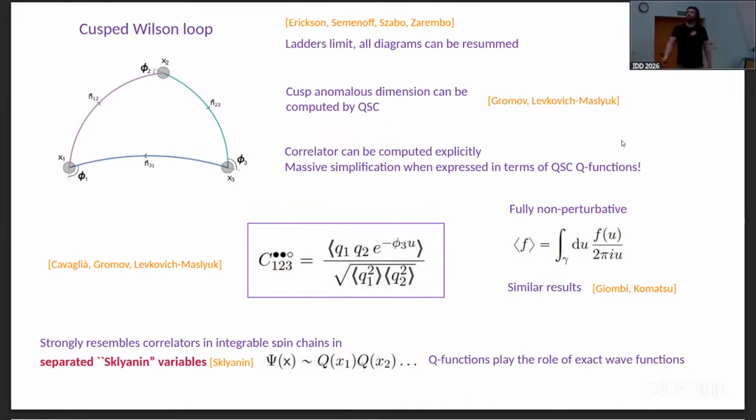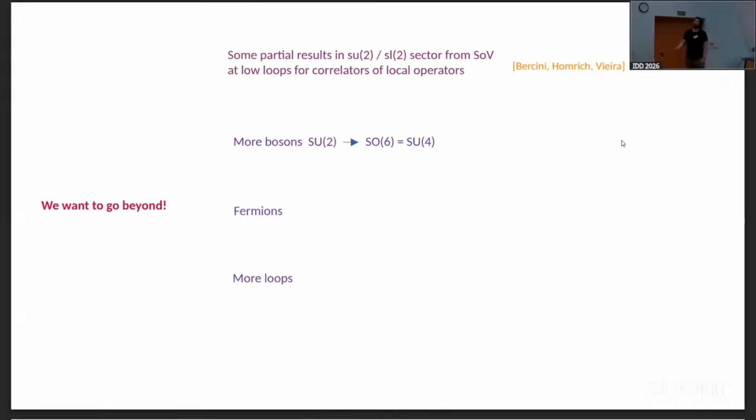Okay? So because of this, there has been a lot of research in this direction over the past couple of years. But when it comes to the main goal, which is to really compute structure constants in planar N=4 super Yang-Mills itself, there has not been a huge amount of progress. So the state of the art, really using this SOV formalism, is correlation functions of local operators in, say, the SU(2) or SL(2) sectors at low loops, up to 2 loops in this paper by these authors. And this is not really satisfactory because ultimately we really want to go beyond this. We want to really look at the full N=4 super Yang-Mills.